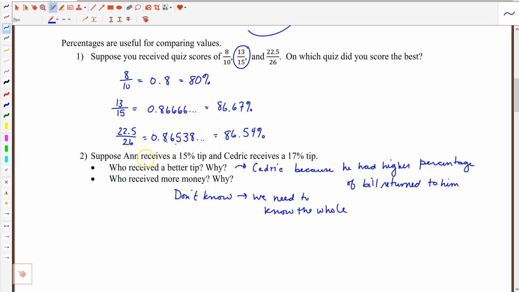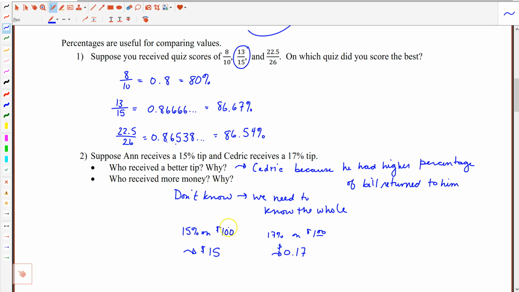So for instance, let's say Anne received 15% and she received 15% on, I don't know, let's say a $100 bill. So then that means she received $15 back. Now let's say Cedric received 17% but on $1. So that means Cedric received 17 cents back. So in this case, even though Cedric got a higher percentage returned to him, Anne received more money. So when we're working with percents, we have to be very careful that we know what the whole this percent applies to. And that will tell us then the part that is returned to the individual.